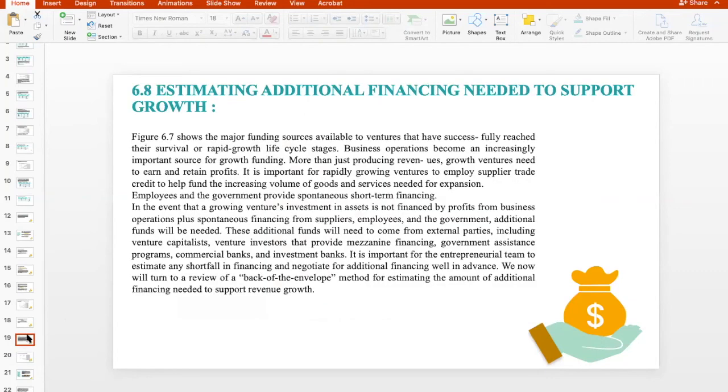So business operations become an increasingly important source for growth funding. More than just producing revenues, growth ventures need to earn and retain profits. It is important for rapidly growing ventures to employ supplier trade credit to help fund the increasing volume of goods and services needed for expansion. So employees and the government provide spontaneous short-term financing also.